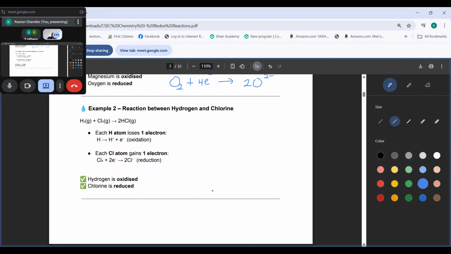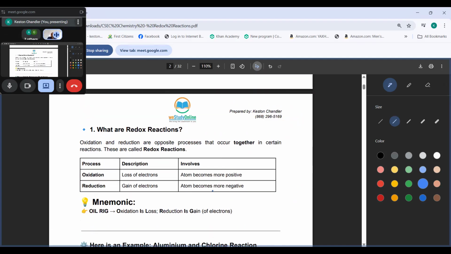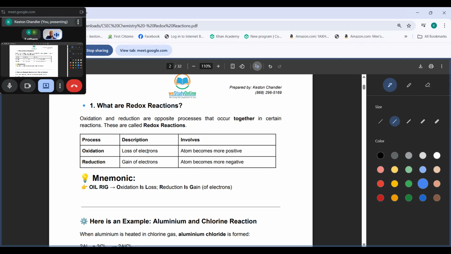Let's look at another example, right? So we're talking about redox reactions. Just to recap, we said that redox reactions are where oxidation and reduction, which are opposite processes, occur together in certain chemical reactions. Oxidation, we're describing it as the loss of electrons. This involves an atom becoming more positive. So when it loses electrons, you have more protons than electrons, giving it an overall positive charge. And then reduction is where we gain electrons. If we gain electrons, the atom becomes more negative because it has more electrons than protons, right?